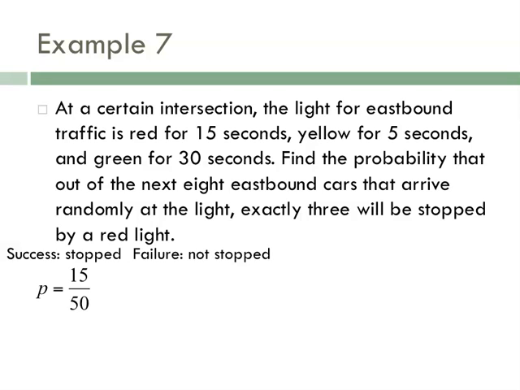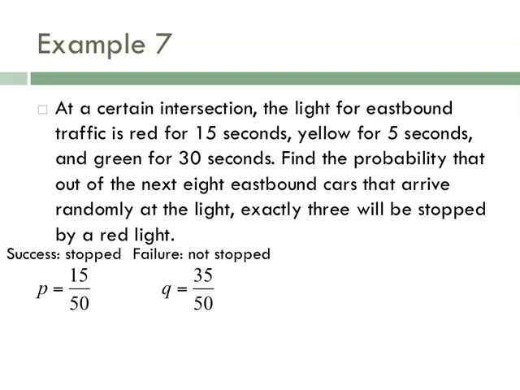Failure is not being stopped. So notice here, it's not when it's green, it's just when it's not being stopped. So that's everything else. You do need to think about binomial probability as just one or the other. So either there's a red light or there isn't a red light. So you have to account for both the yellow and the green. So that's 35 seconds altogether. So 35 out of 50 will not be stopped.